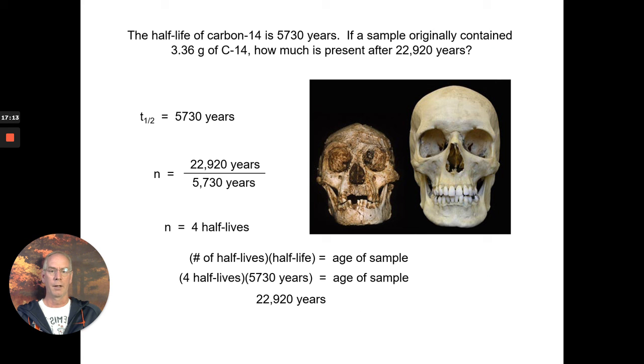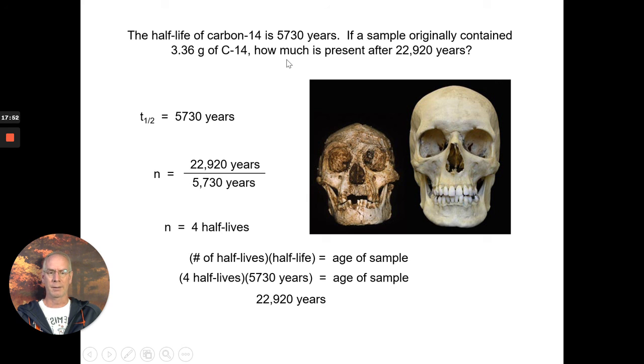Let's maybe go through another little example here. I think this is one you can kind of look at. It says the half-life is this. If you originally have 3.36 grams, how much is present after 22,000 years? Well, you can do this one several ways, right? If the half-life is 5730 and 22,920 years pass, if you divide that by 5730, that's 4 half-lives. So basically you have to say number of half-lives times the half-life equals age. 4 half-lives times 5730, well, that makes it 23,000 years old, right?